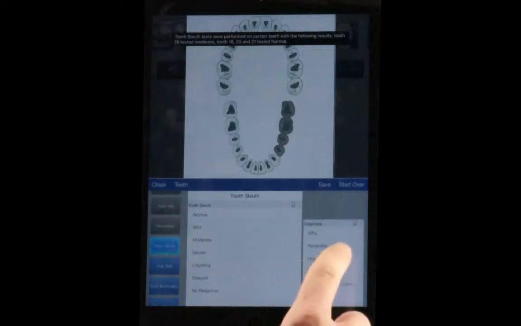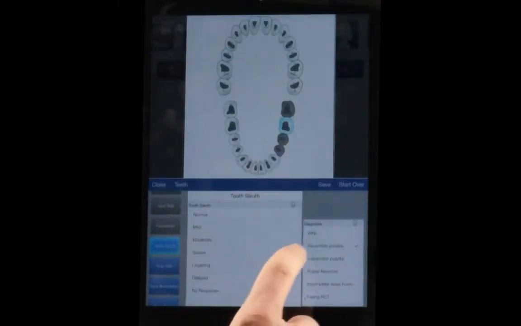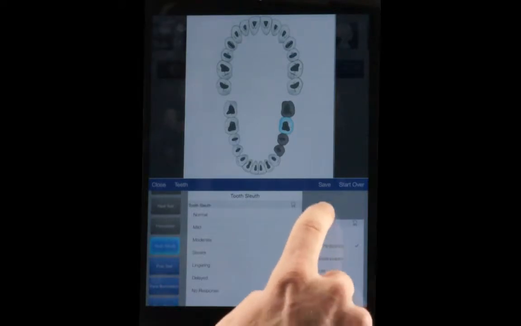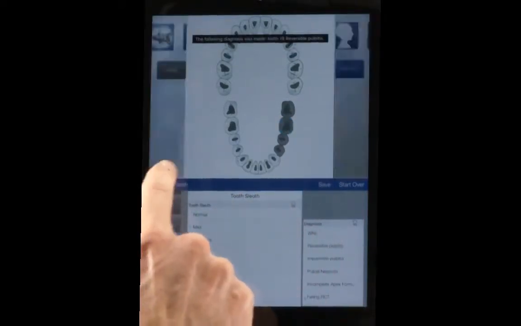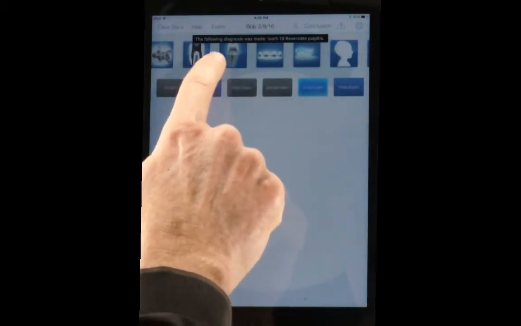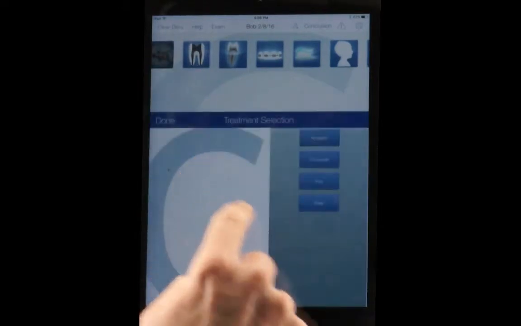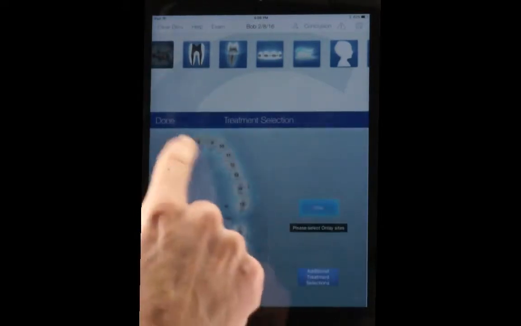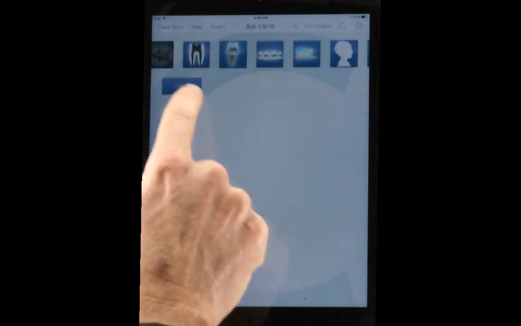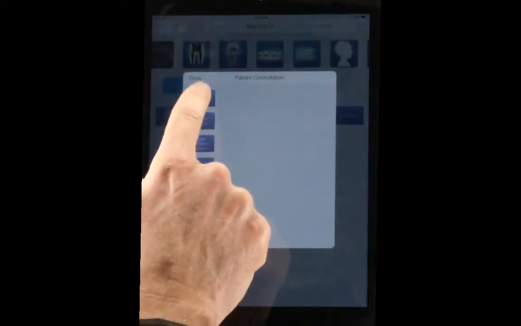So with that, we knew that we have a diagnosis. We have a reversible pulpitis of tooth number 19. So we saved that. And we also, because of that, we know there's probably a fracture underneath there that's not showing up. So we're going to recommend as a treatment procedure an onlay. And we're going to do a patient consultation about inlays and onlays.